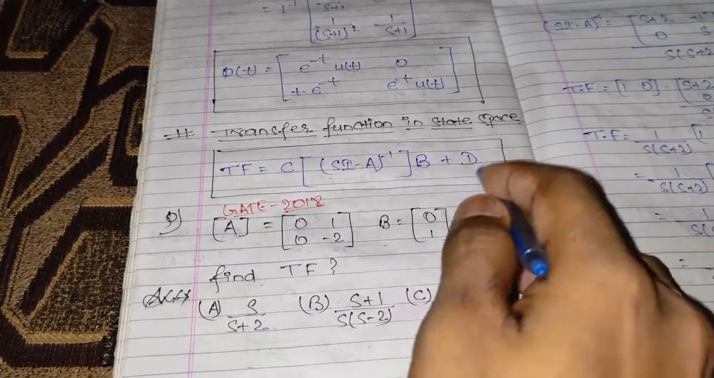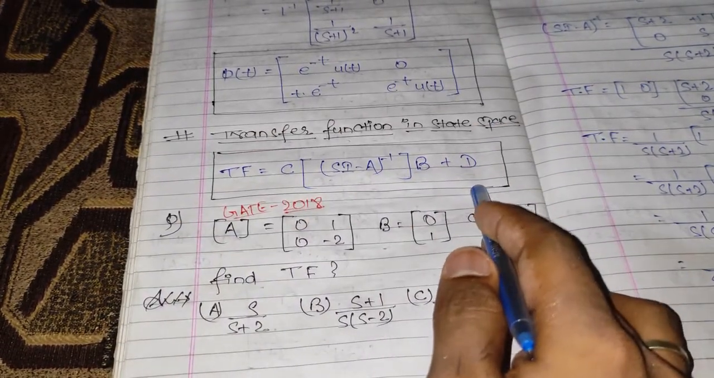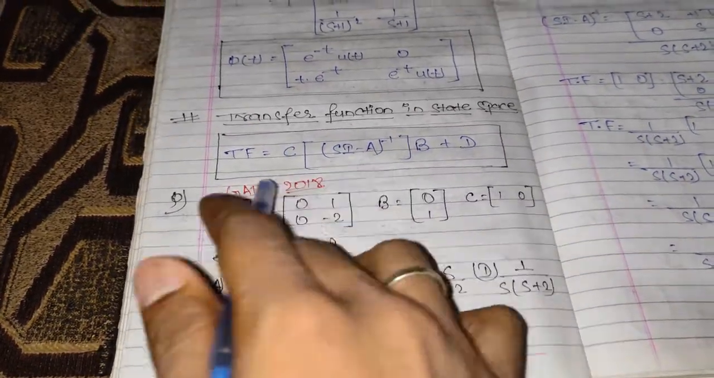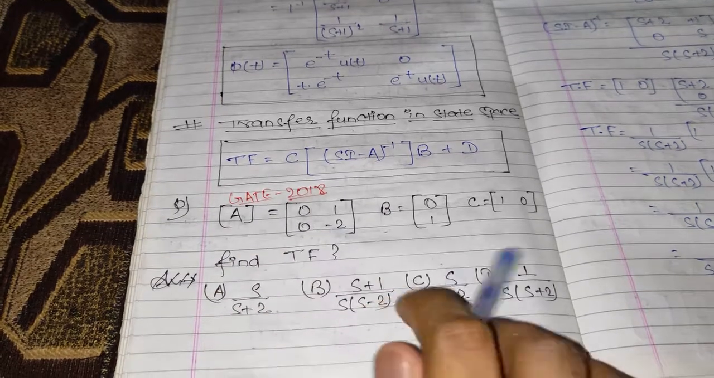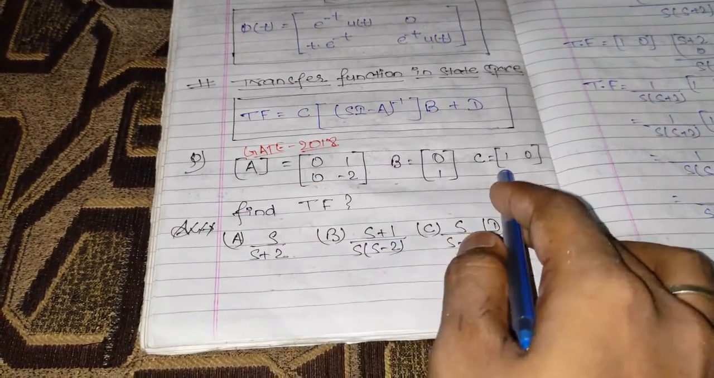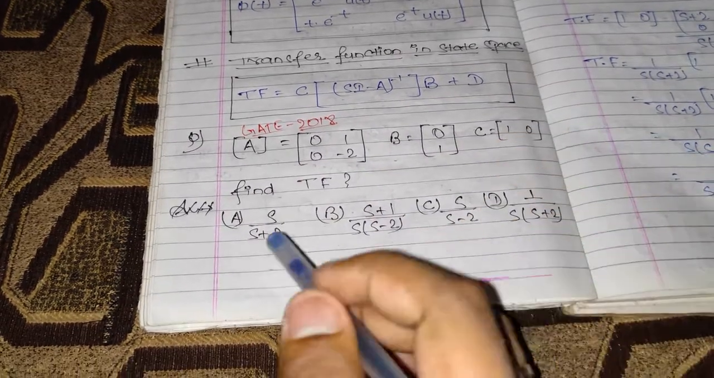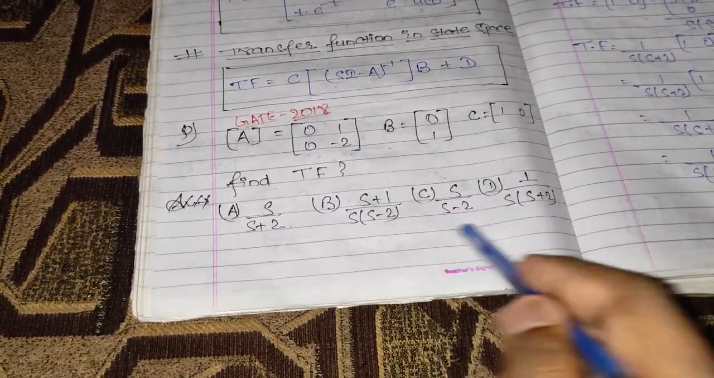Here C, B, D, all we know that in the introduction part of the state variable method, they all are matrices. So here is a question asked in the GATE examination 2018: A matrix, B matrix and C matrix are given. We have to find the transfer function of that system. So how can we find that? We have the 4 options.